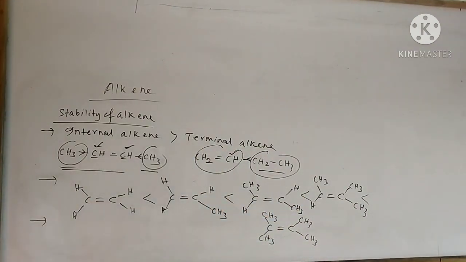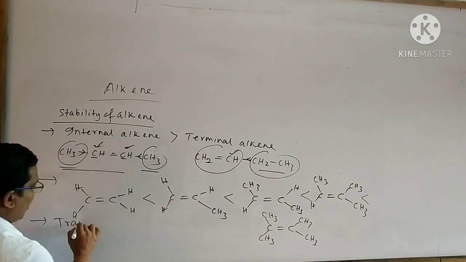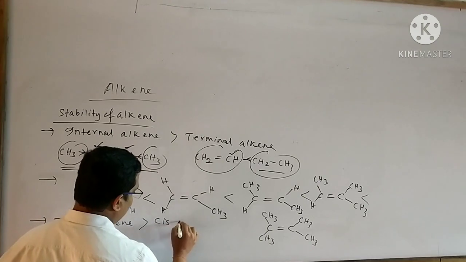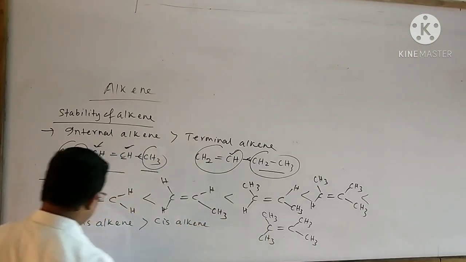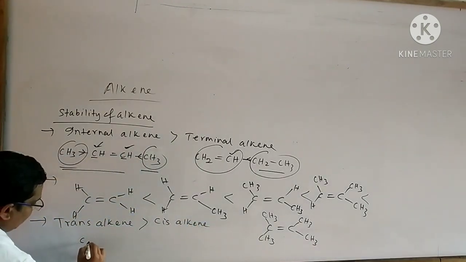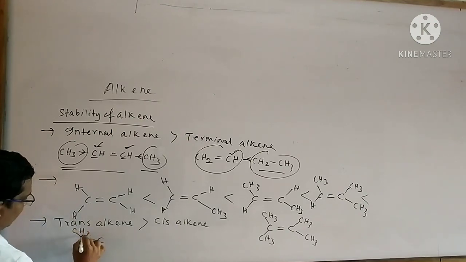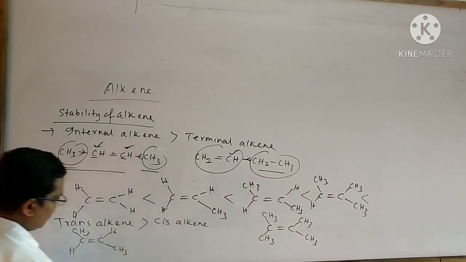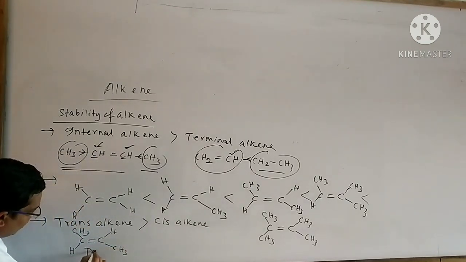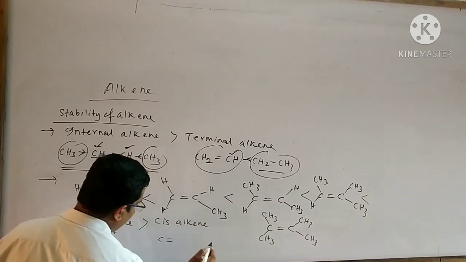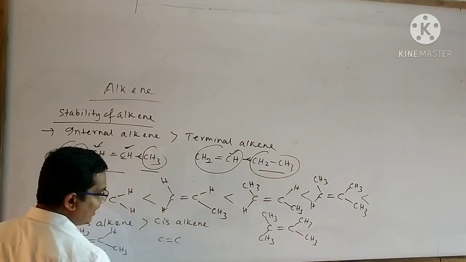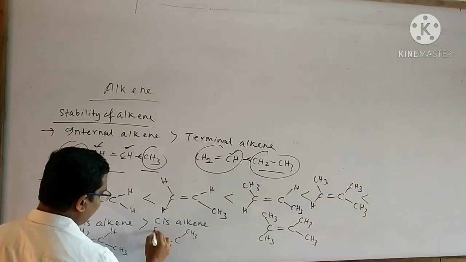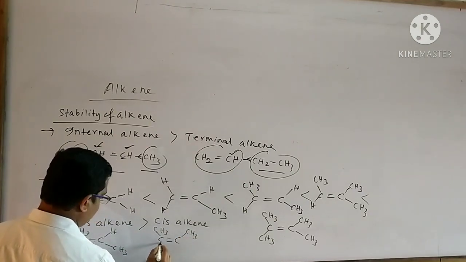Remember another important point, trans alkene is more stable than cis alkene. Suppose take an example, CH3 is present, hydrogen is present. This is said to be trans alkene. Suppose take another example related to the cis isomer. This is said to be cis isomer.